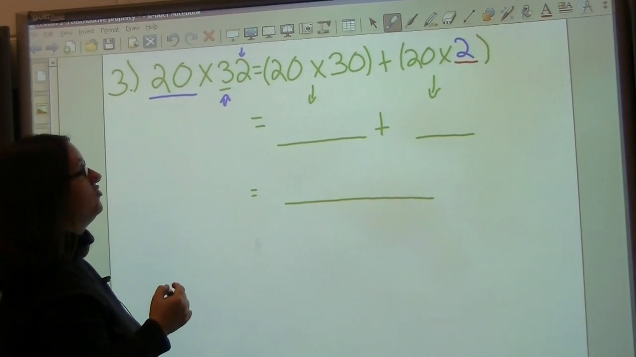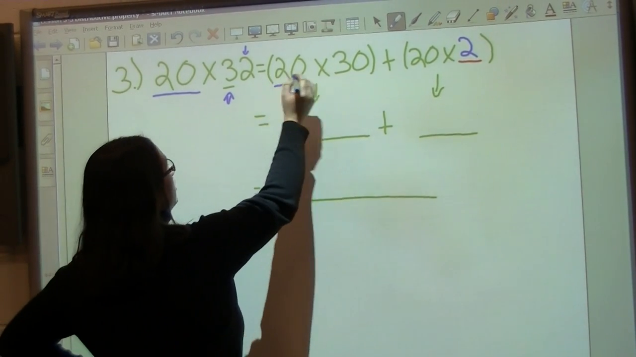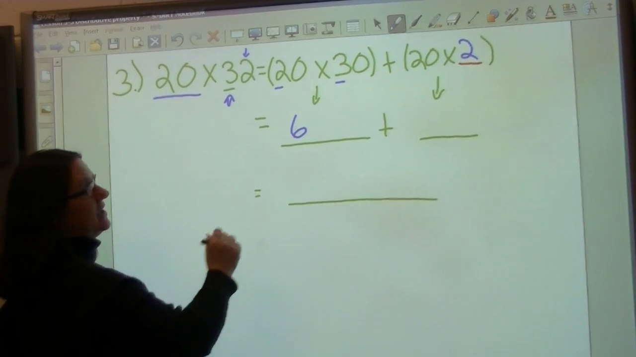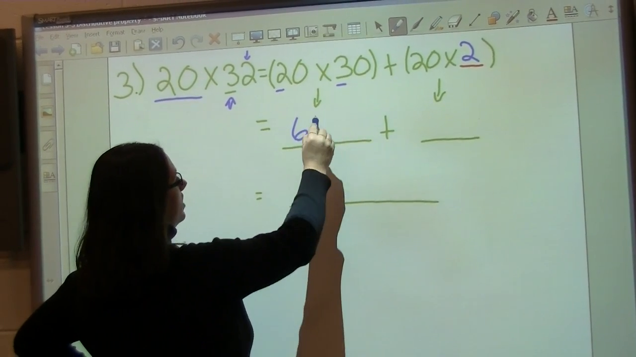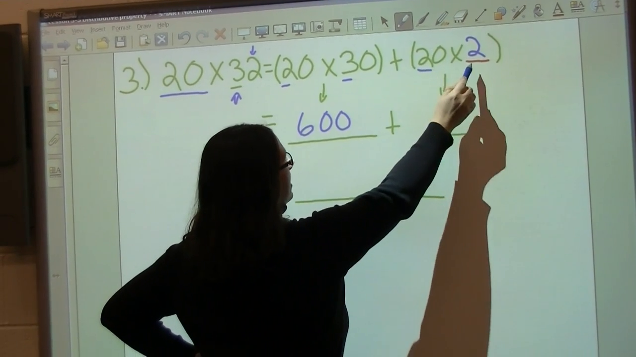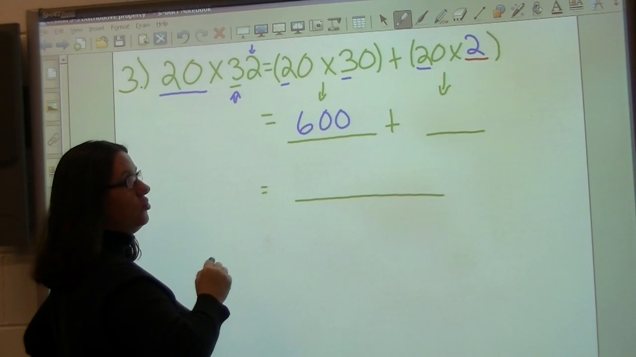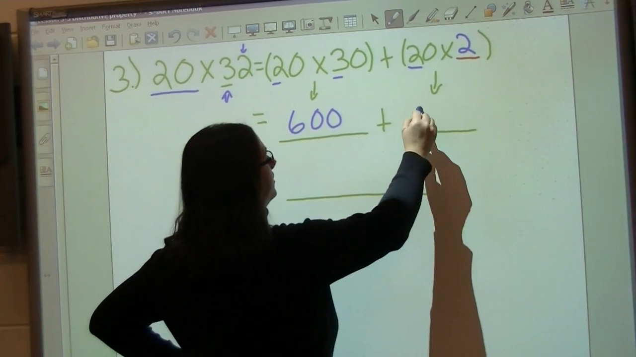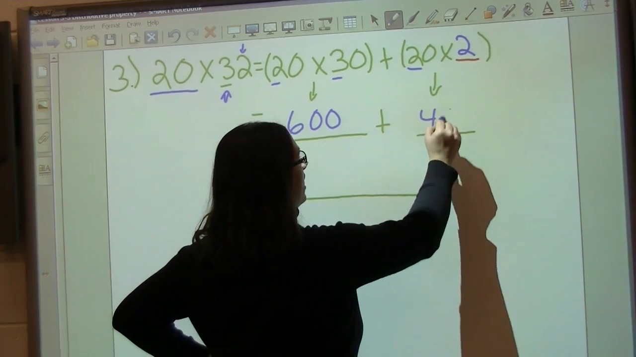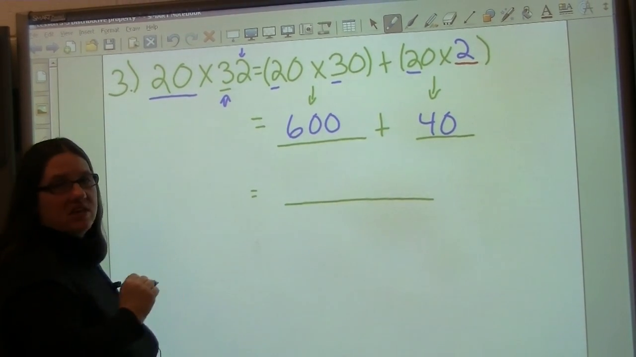Now we can solve those multiplication problems easier. What is 2 times 3? 6. Good. And then we go back and count our zeros. 1, 2. So we have 600. Plus, again, what's our basic fact here? 2 times 2, which gives me what? 4. Good job. And then we go back up and count our zeros. How many? 1. So now we have 600 plus 40.